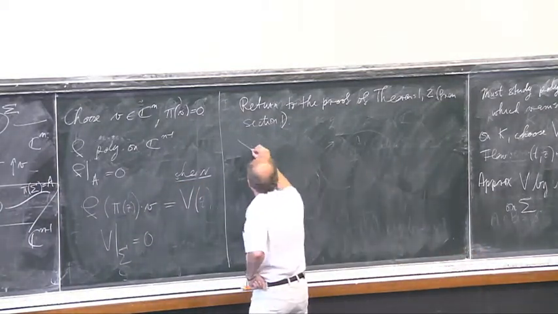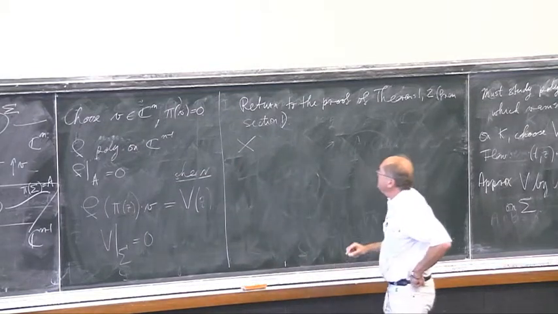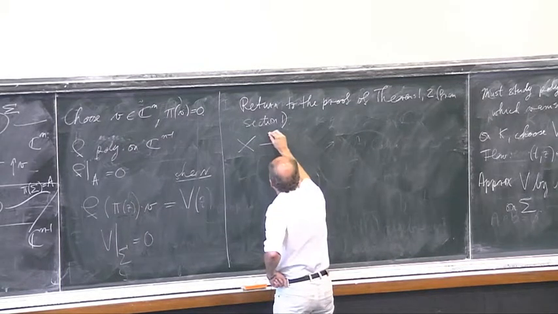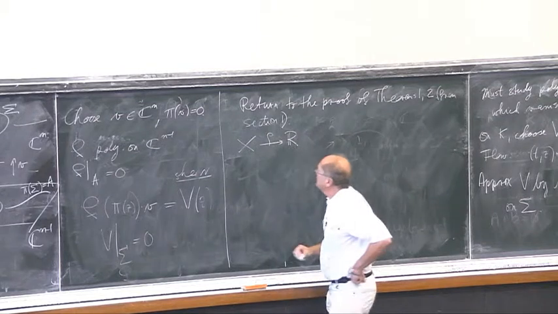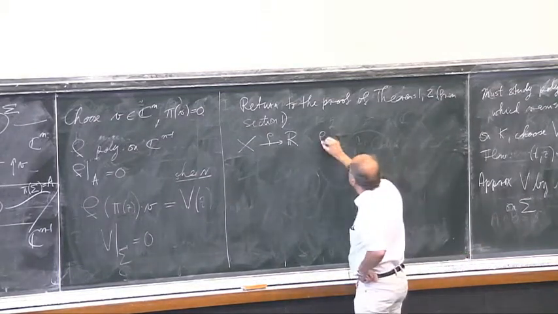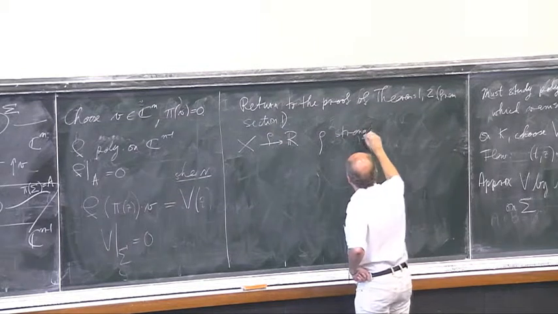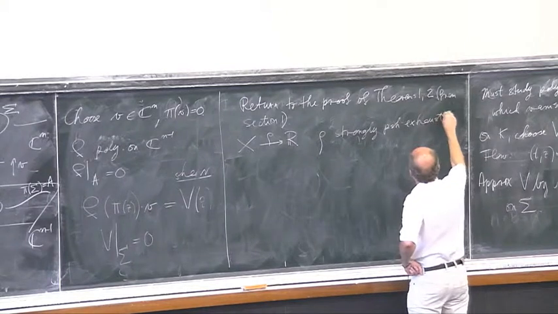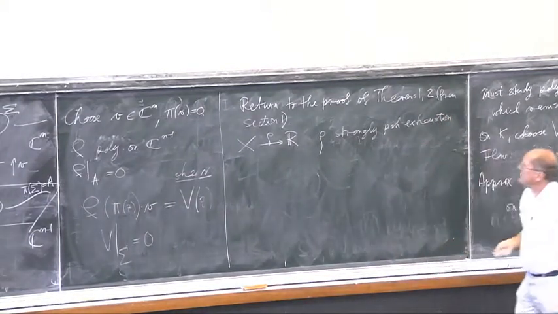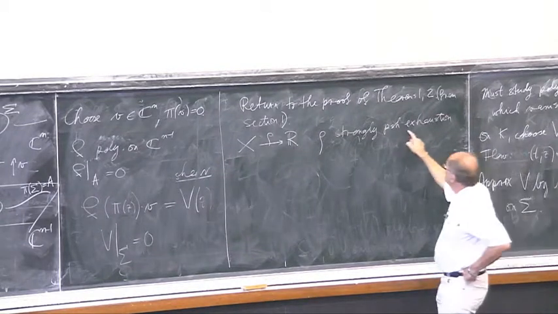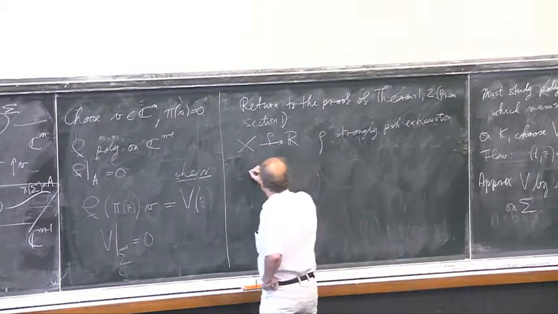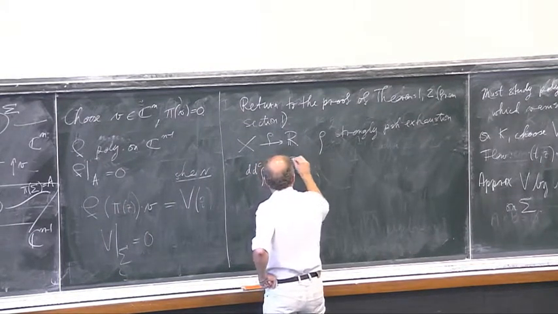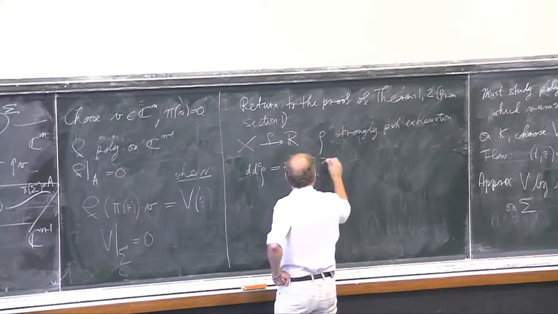So we have a Stein manifold, and we exhaust it by some real smooth function, rho, which is a strongly plurisubharmonic exhaustion. So it means sublevel sets are compact. That's exhaustion. Strongly PSH means that, as I said, ddc of rho, the Levi form, so it's 2i ∂∂-bar of rho, is everywhere strictly positive.